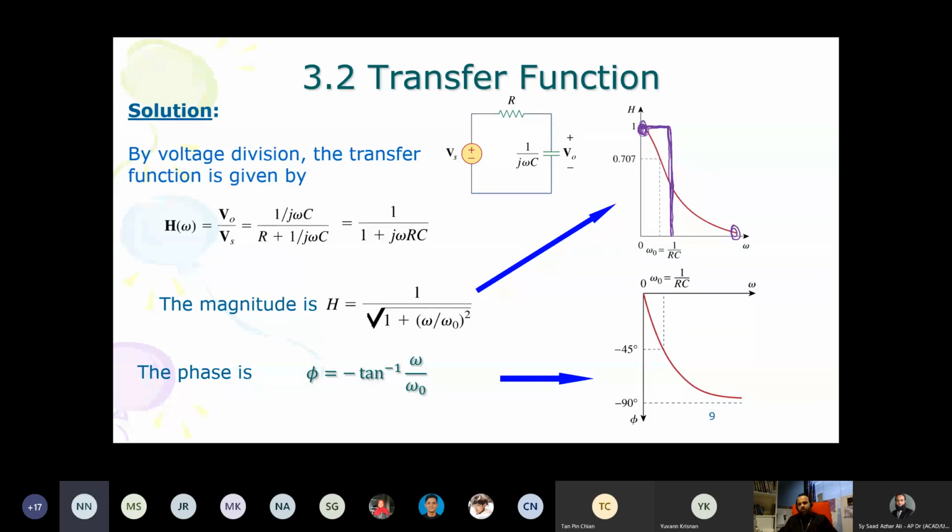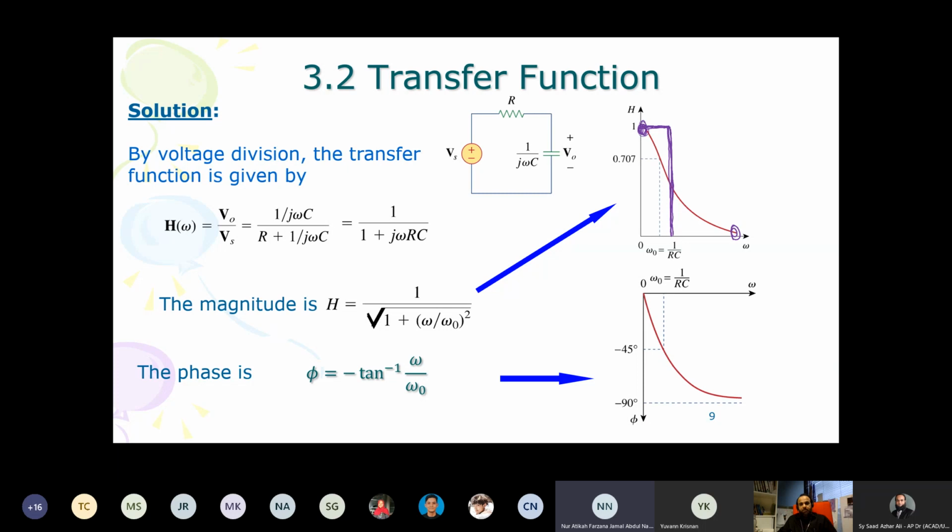Yes, Atika. What do you say? Letting it pass until one point. Okay, very good, very simple. It is letting it pass until one point and after that it is blocking, right? Is it blocking the high values of omega or low values of omega? Atika? Low. No, is it blocking low or high?